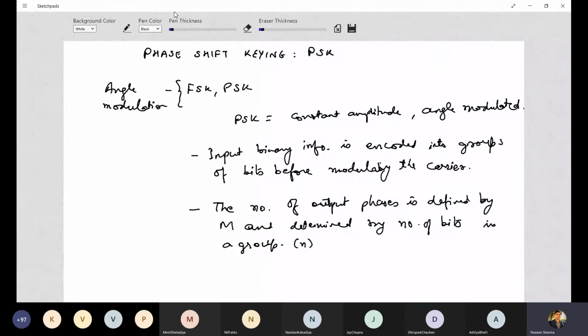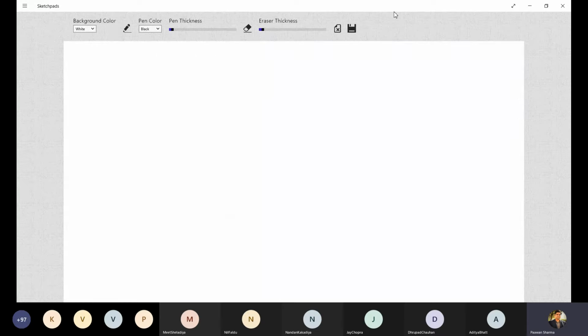Okay, so this is a general PSK, but our main topic is BPSK and QPSK. So we first take the BPSK, that is the binary phase shift keying.